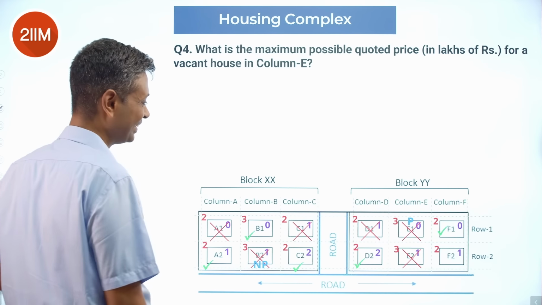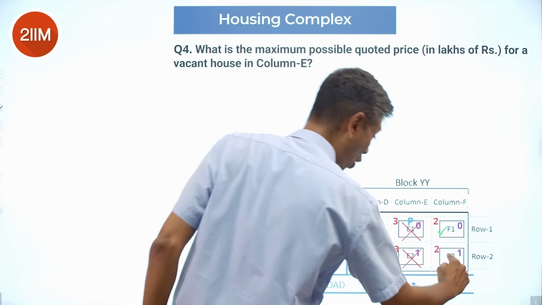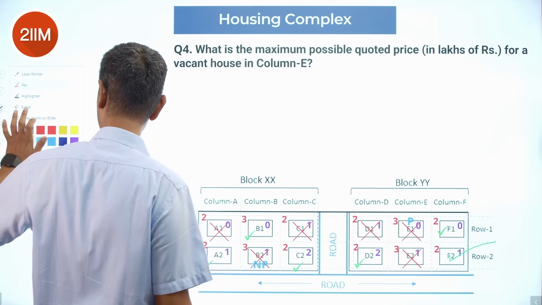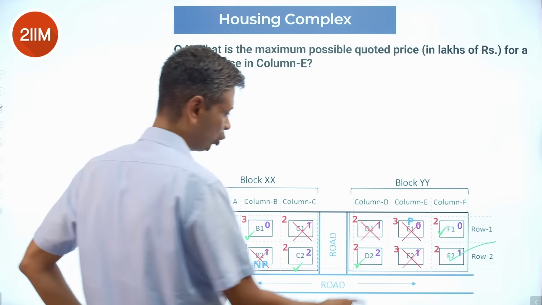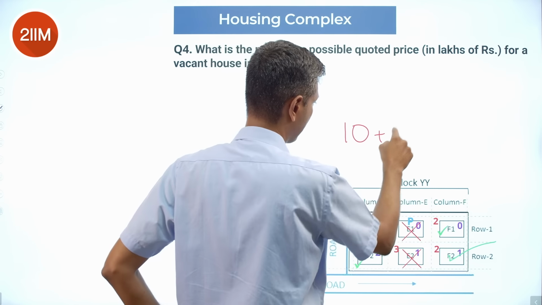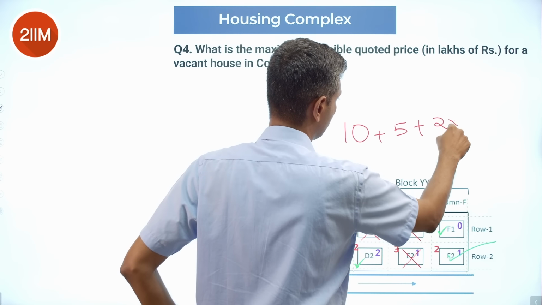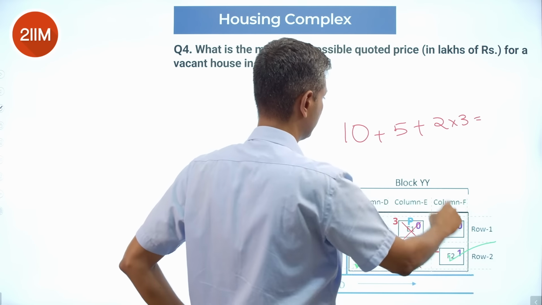Fine, so this should be occupied. Be very careful with this. Should be occupied, which is when we'll get maximum price for the house. E2 will get a base price of 10 because no parking there. Only one house has parking. Plus road adjacency of 5. Plus 2 neighbors, 2 into 3. 6, 10 plus 5 plus 6, 21 lakhs.